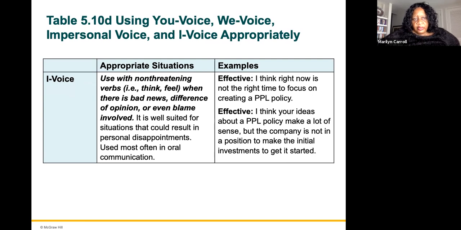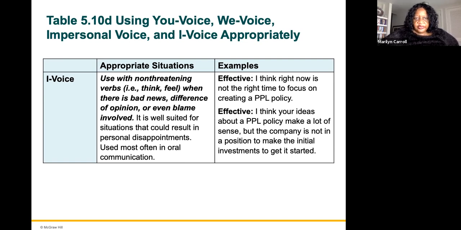Using you voice, we voice, interpersonal voice, and I voice appropriately. So, I voice, here you go. Use with non-threatening verbs. Important, guys. I'm telling you, I've been in these situations, and I have been on the end of using the wrong communication, as well as been the receiver of information presented to me in a wrong way.